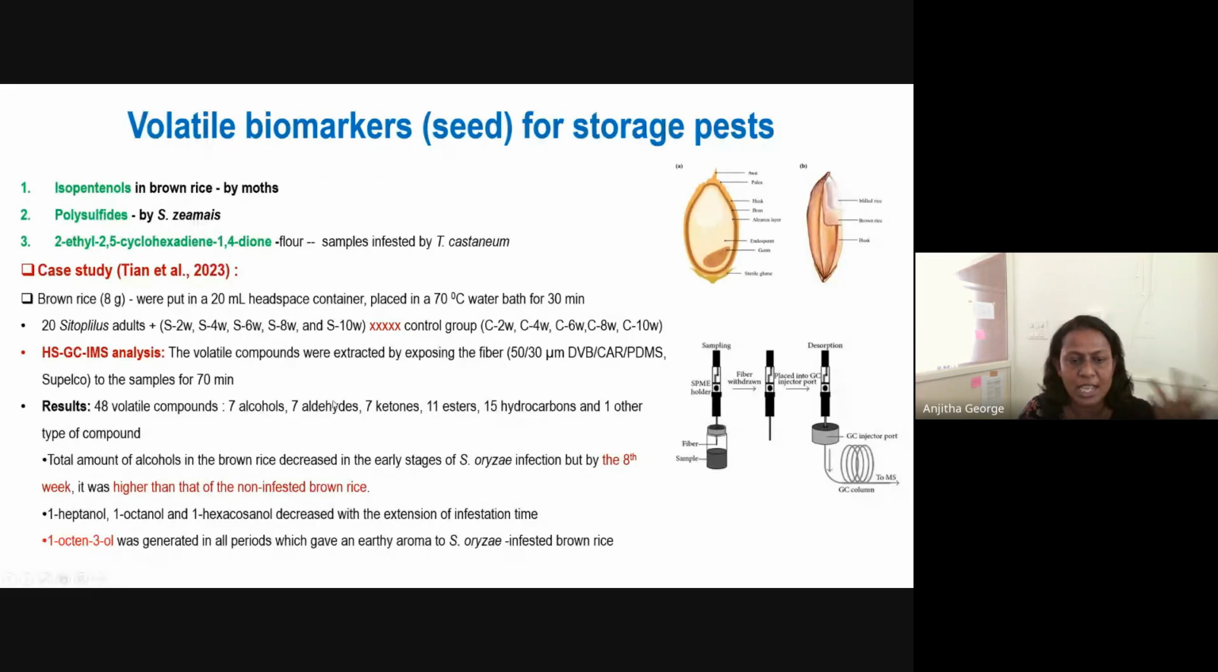of which there were 7 alcohols, aldehydes, ketones, and various other compounds. The study had one set of rice weevil infested seeds, and the other set was a control without any insect infestation. They took the volatile composition at different storage periods of 2 weeks, 4 weeks, 6 weeks, 8 weeks, and 10 weeks. They found that in the initial period the alcohol content in the infested seeds was very low, but as the storage period increased, the alcohol content in the infested seeds increased. That is how you can make out whether infestation is there in the seeds or not.